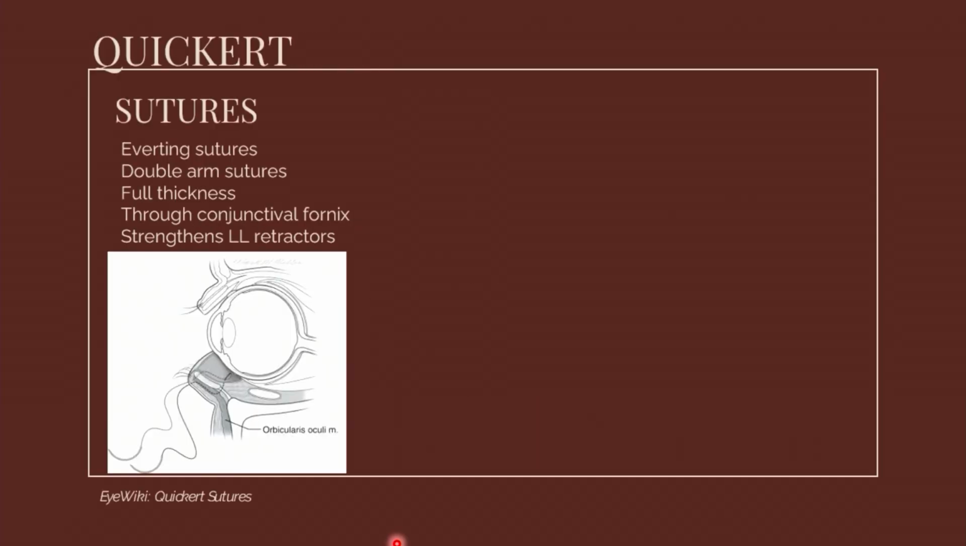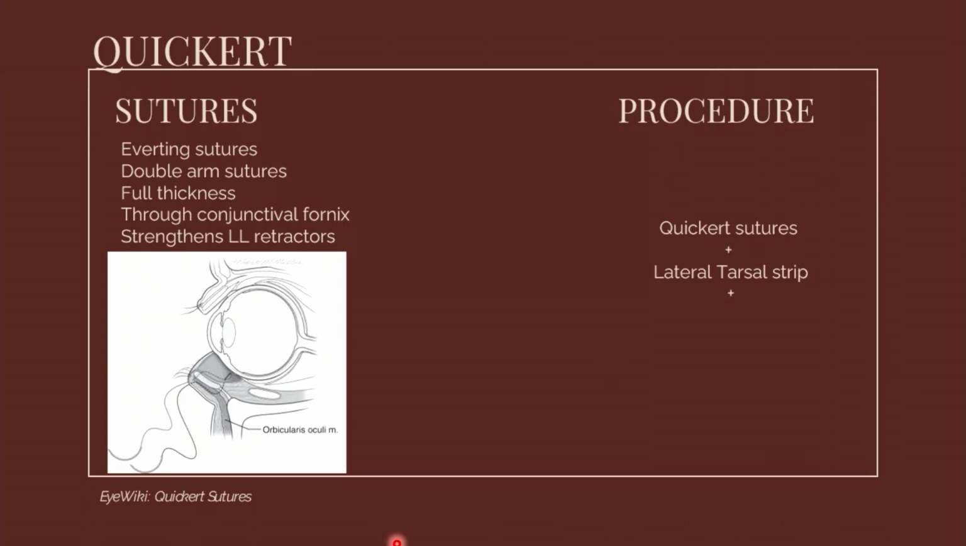So coming to quickert sutures, they are everting sutures, which are taken full thickness through the conjunctival fornix, and this strengthens the lower lid retractors. Then coming to the quickert procedure, it's basically quickert sutures along with a lateral tarsal strip and along with an inverted T procedure. Inverted T procedure is where you take a triangular wedge of the tarsal plate, approaching it through the conjunctival side, and that is done to reduce the horizontal lid.